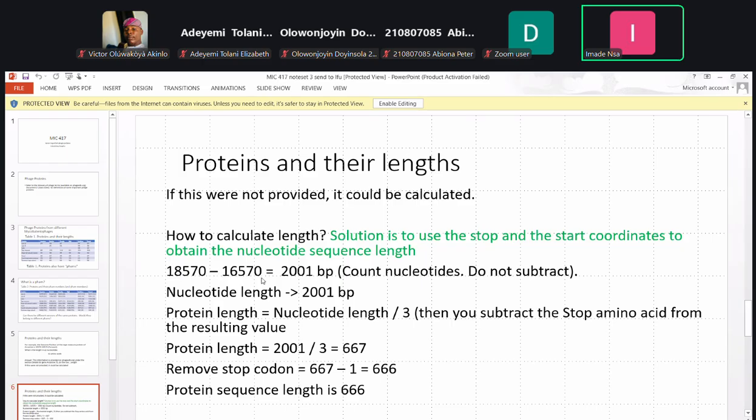18570 minus 16570 gives 2001 base pairs. You count nucleotides, 1, 2. So this is included. So it's not 2000 base pairs, but 2001.